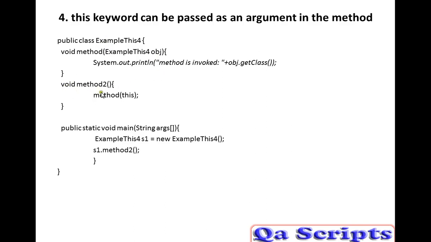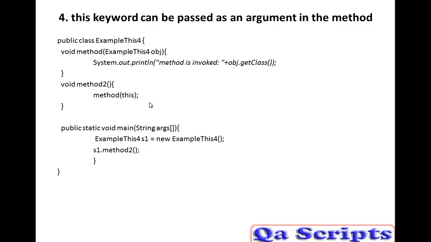If I use this, then I will get the class name displayed in the console. I have another method called method 2, and I am calling the method inside the method 2, but I am using this keyword as a parameter value, passing value. When I say this as the parameter value, it will call the particular class and it will display the class name in the console. That's why here it says that this keyword can be passed as an argument in a method. Here is the method. I am passing this as an argument.